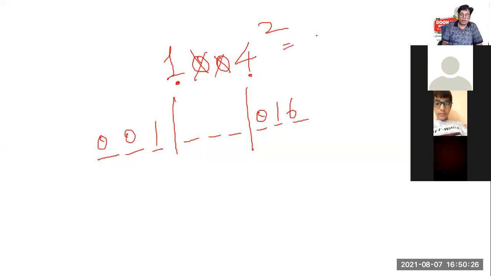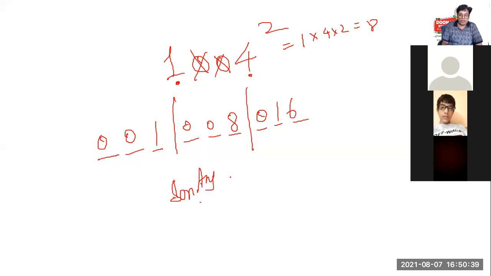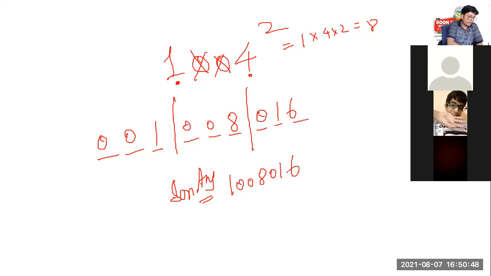Now what will it be? 1 into 4 into 2. That is 8. How will I write 8 here? This is 0, 0, 8. So the answer will be 1, 0, 0, 8, 0, 1, 6. Got it? Whatever the square trick I have told you, we have done the same thing here. No problem at all. Got it? Please type.